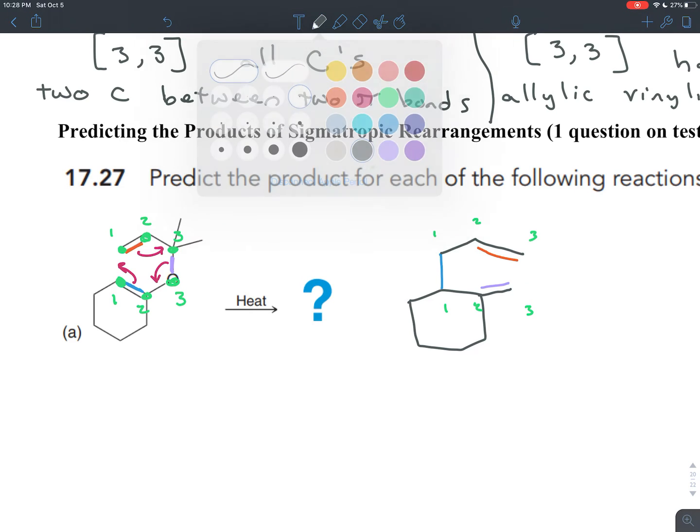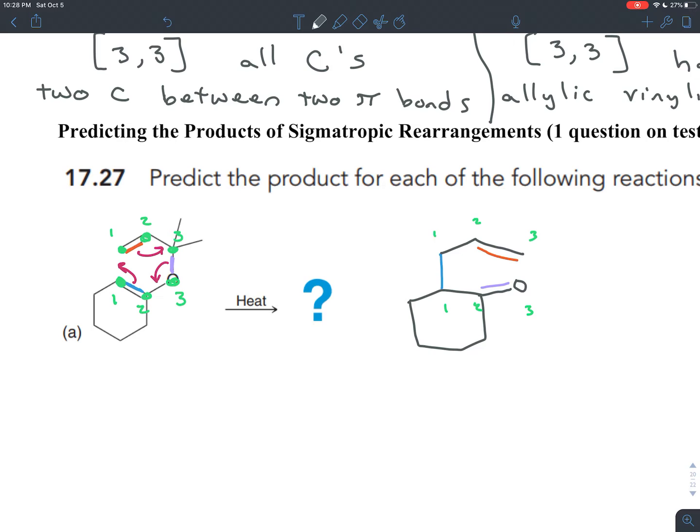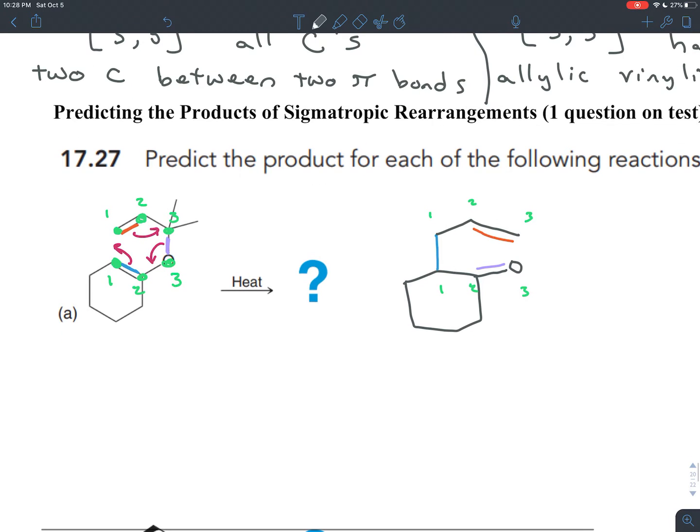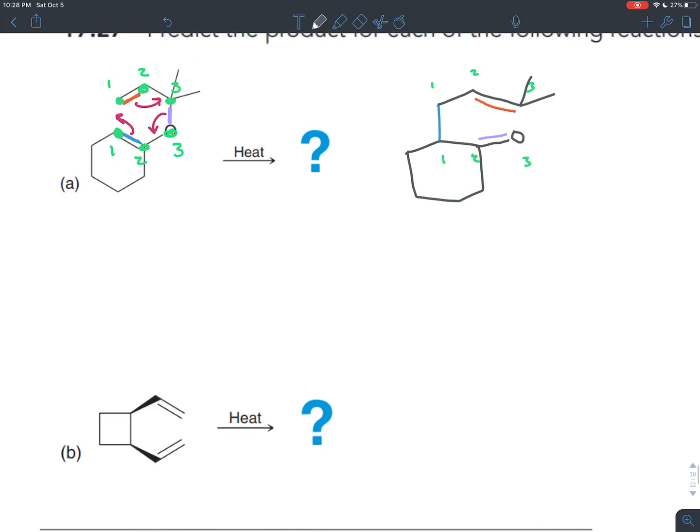Let me move this oxygen up just a little bit. So there you have it. So that would be the product of that Claisen rearrangement. Oh, and on carbon number 3, we still have those 2 methyl groups. So that would be the product of that Claisen rearrangement.